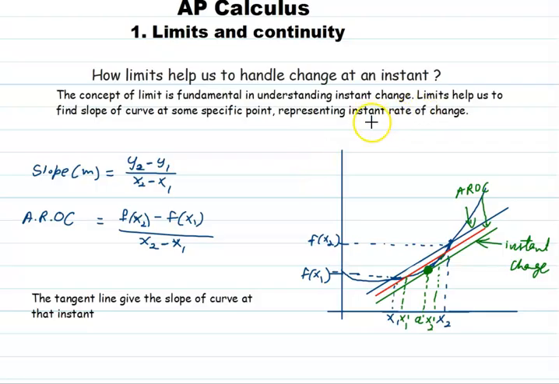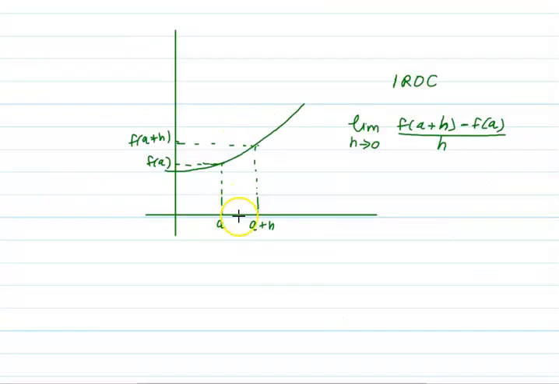Now let us see how this instant rate is represented using the concept of limit. Look at this example. This interval has a width of h, and if we make this interval very small in such a way that both these points, the point A and the point A plus h, are very close to each other, we can't see them separately. It seems they are just overlapping each other. In that case, this distance h would be very small, approaching 0.